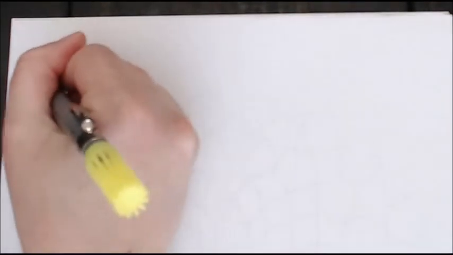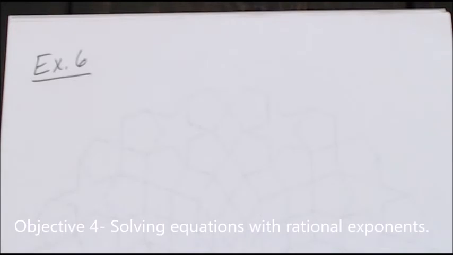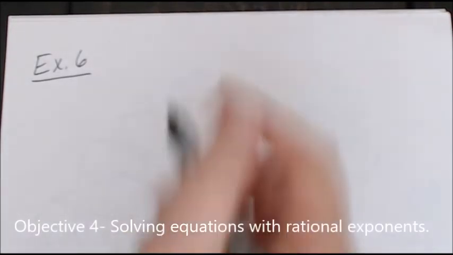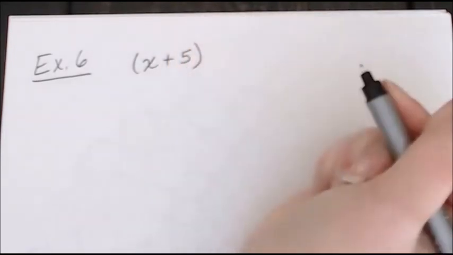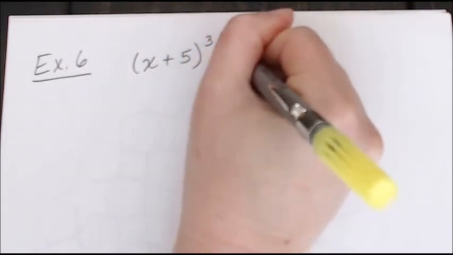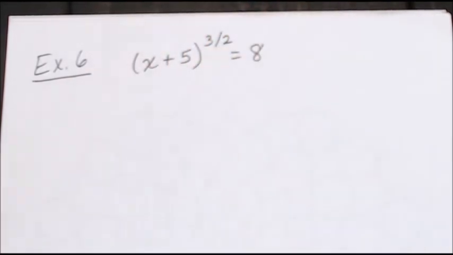Okay, so the last example is the last type of equation we need to be able to solve from this section. So we've done polynomial, we've done radical, we've done absolute value equations. Now we're going to do ones that have a rational exponent. So we have x plus 5 to the 3/2 power equals 8. So this is that rational exponent equation because the exponent is a rational number or a fraction, which is 3/2.